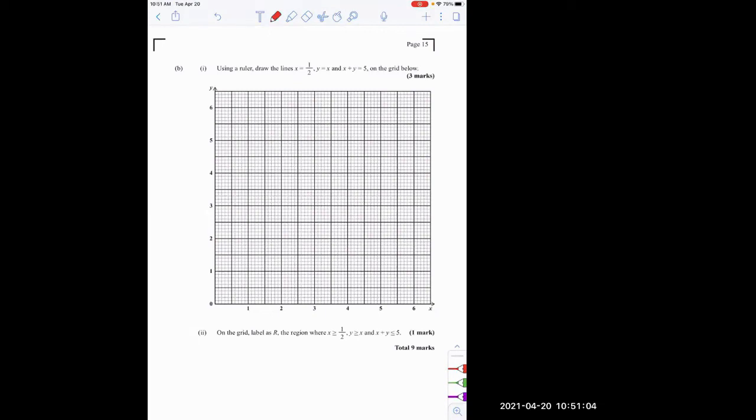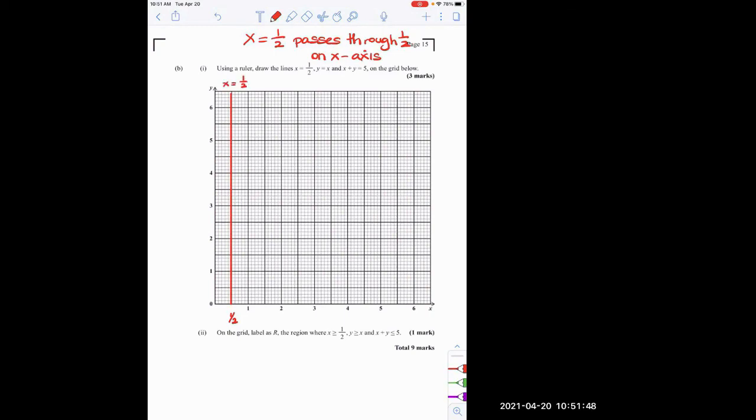Using a ruler, draw the line x equals a half. Now, the line x equals a half passes through a half on the x-axis. So here is the point a half. This is the line. It means that every point on this line, x is a half.